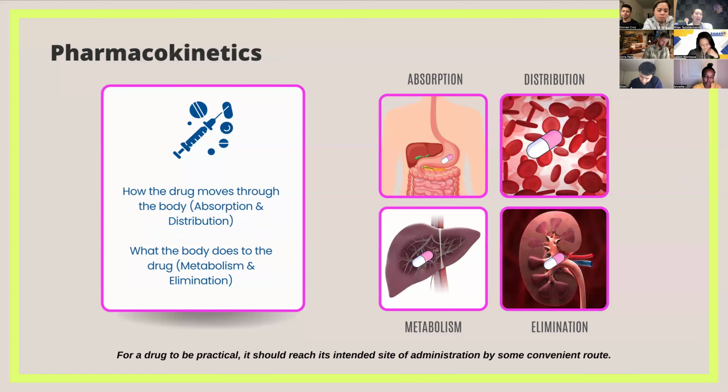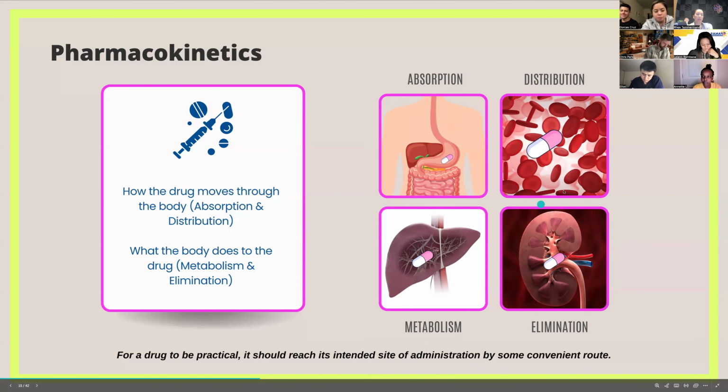Pharmacokinetics now looks at how the drug moves through the body, so absorption, distribution, and then what the body does to that drug to get rid of it, metabolism and elimination. We always think of pharmacokinetics basically in these four categories. So ADME: absorption, distribution, metabolism, and elimination.